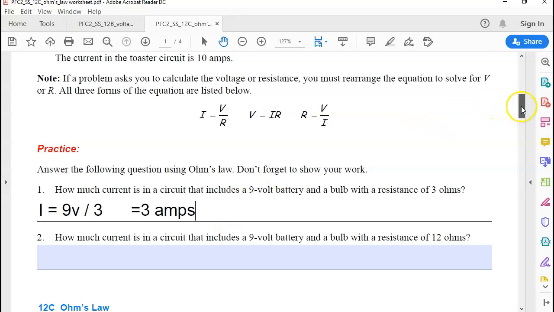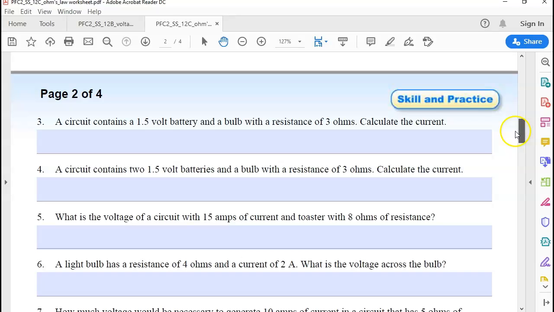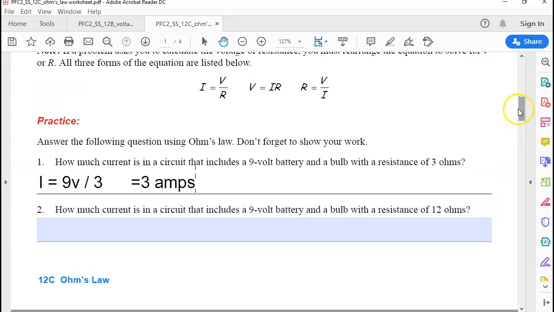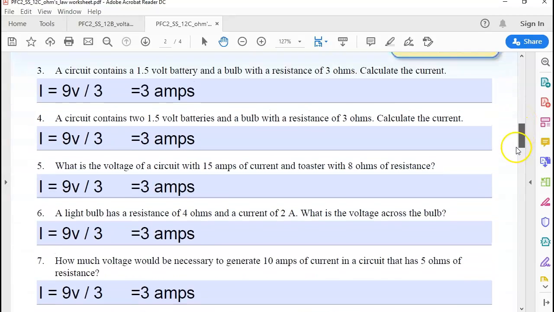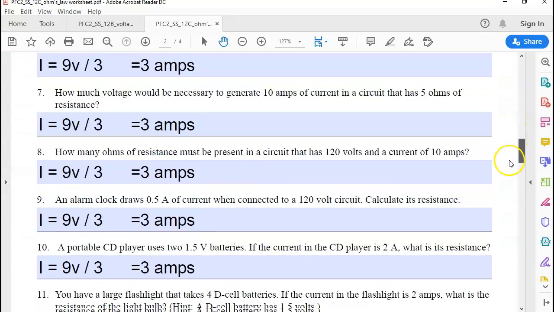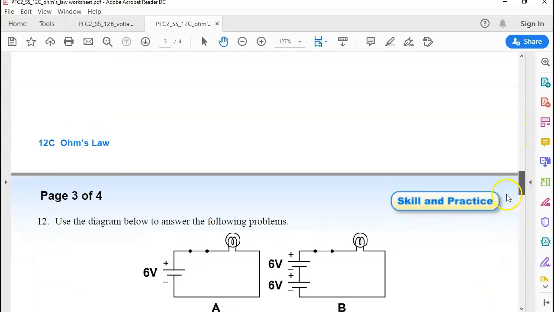All right, so you're going to go through and do these math problems here. If you're not sure what formula to use, remember all 3 are listed here for you. So those I think are going to go pretty easy. The answer is not 3 for all those.